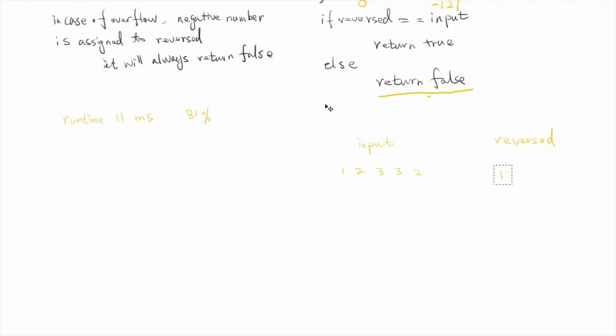After this step, we can see that reversed is still smaller than the input. Then our process continues. We move 2. After this step, the value of reversed is still smaller than the input. Then we move the digit 3. After we move the 3, we can observe that the value of reversed equals the remaining value of the input.